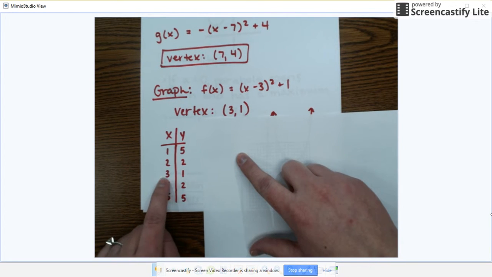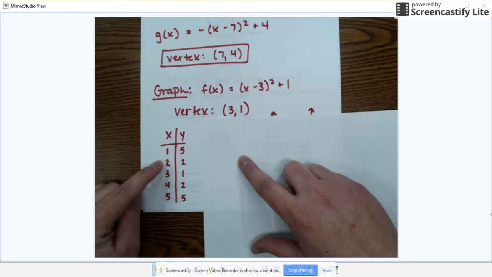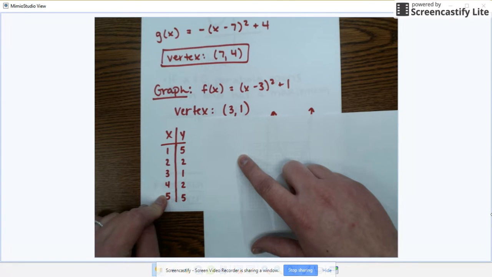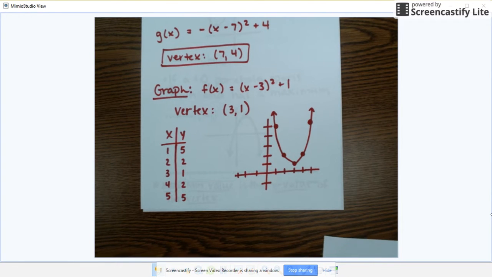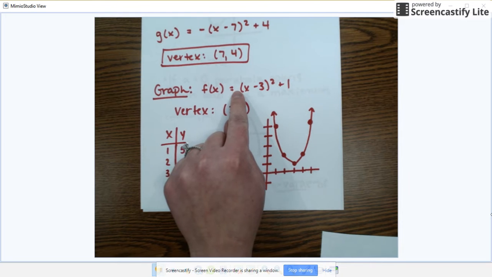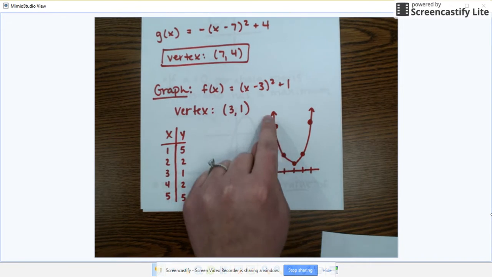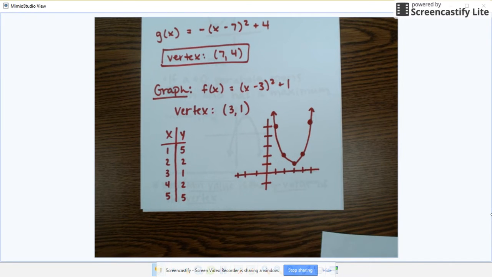I put the vertex in the middle again, and then picked a point below and picked a point above, and then picked a point below again and another point above. Notice your y values are also symmetric, so I went ahead and graphed those over here. Our a value is a +1, which is why this opens up.